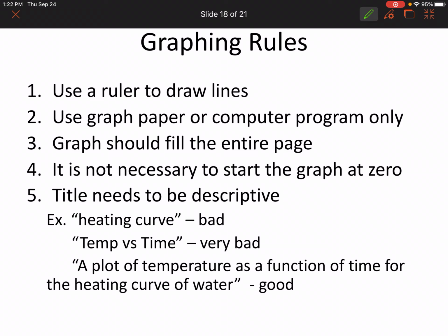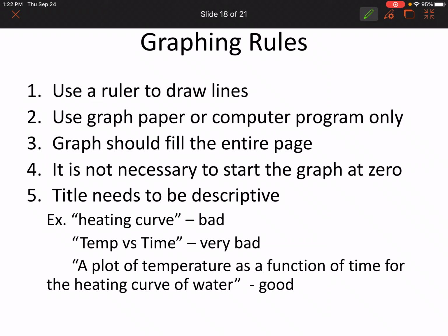But I would like you to use rulers when you draw things. In your lab, you will be making a graph. So use graph paper or a computer program only. Don't ever put it directly into your lab book, for example. The graph should fill the entire page, so don't put it on a little tiny corner of a page.